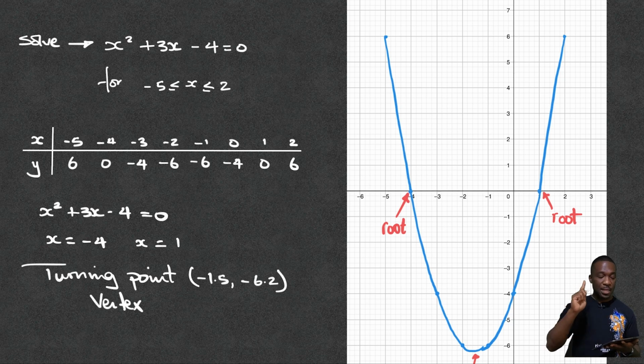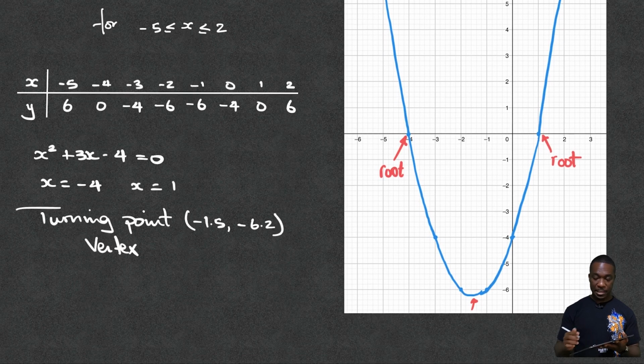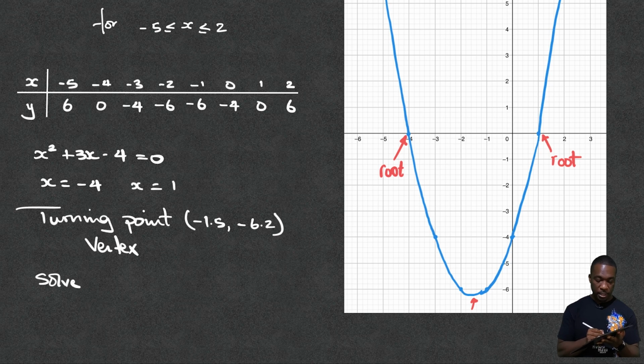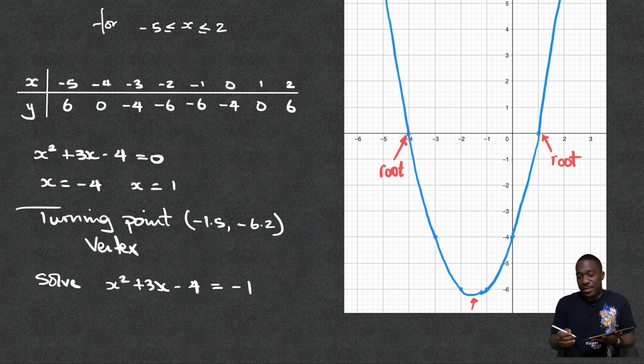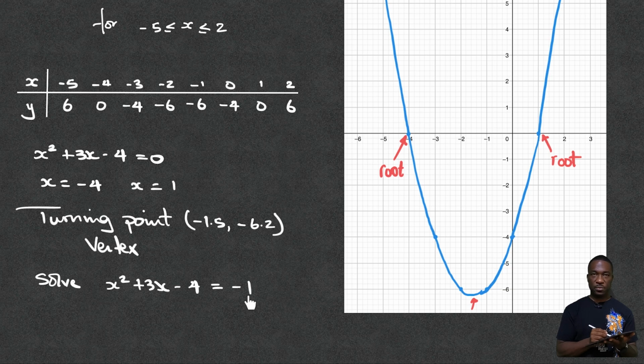And finally, to finish off the video today, what if they then said to you, using your graph, solve x squared plus 3x subtract 4 is equal to -1? What if they said that? Okay, it's not equal to 0 this time, it's equal to -1. What do you do in a situation like that? Well, first of all, be observant. Notice that this is the same function that you have drawn here. It's the same function we've been working with the whole time. But now, rather than a 0, they have a -1 here.